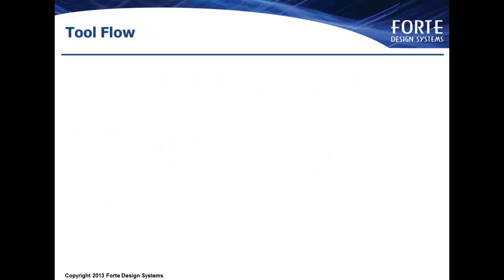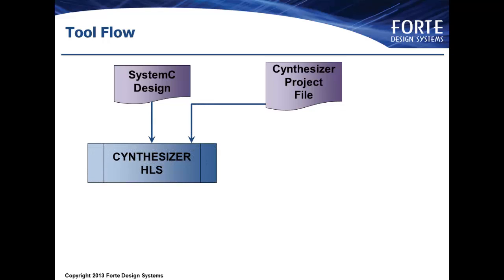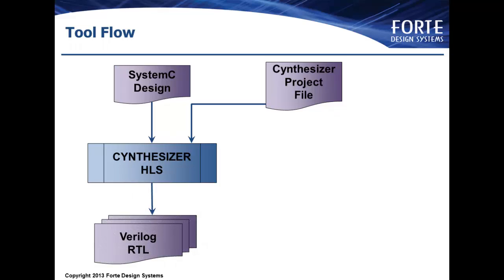Let's take a look at how the API fits into the Synthesizer tool flow. The most central part of the Synthesizer HLS flow starts with a behavioral design description written in SystemC and a series of constraints and configuration settings in a project file. These elements are input to Synthesizer, and we get a range of Verilog RTL implementations that are passed on to standard backend flows.